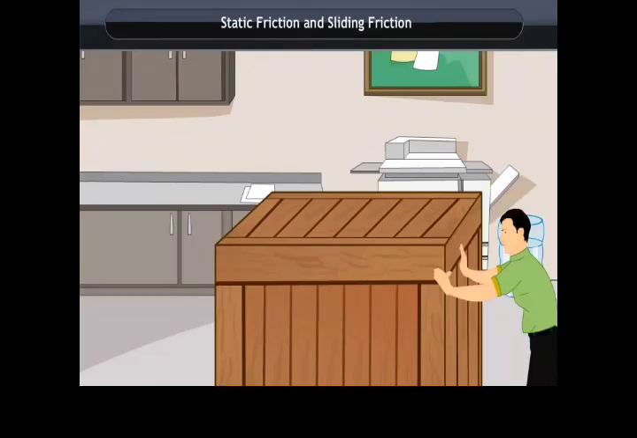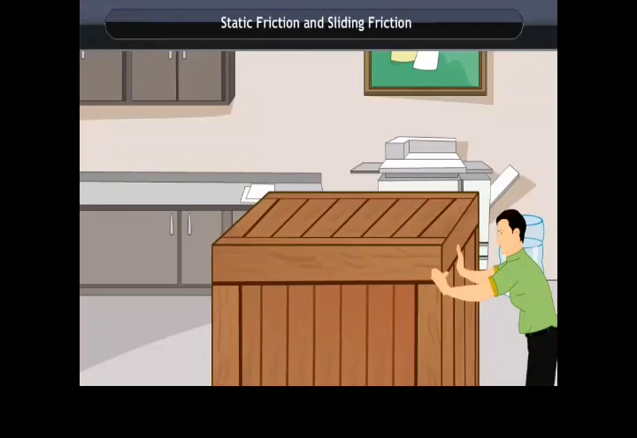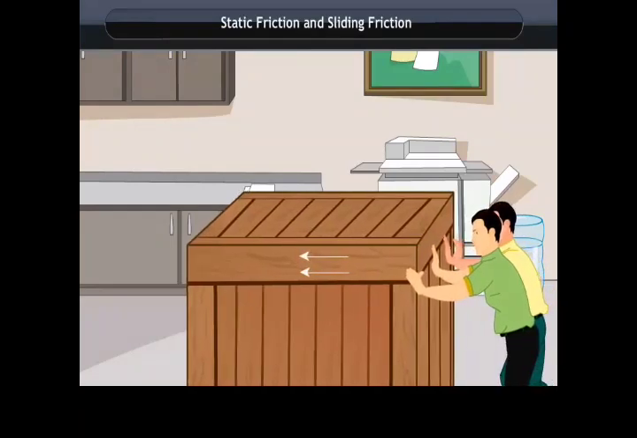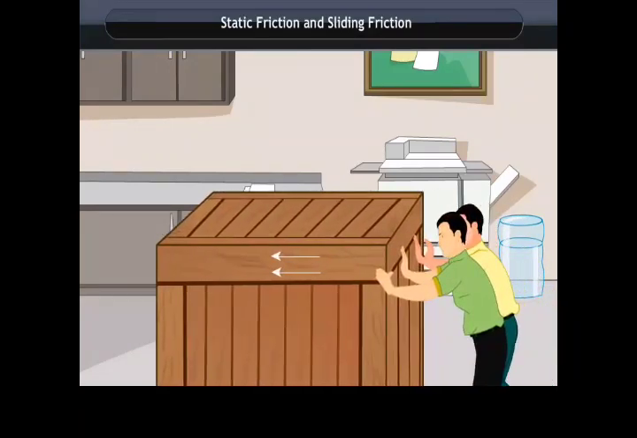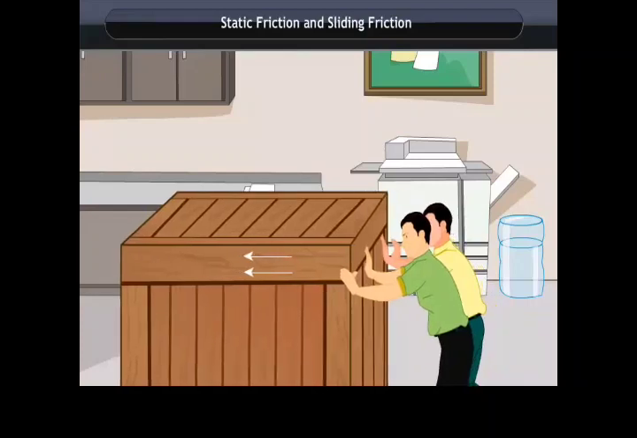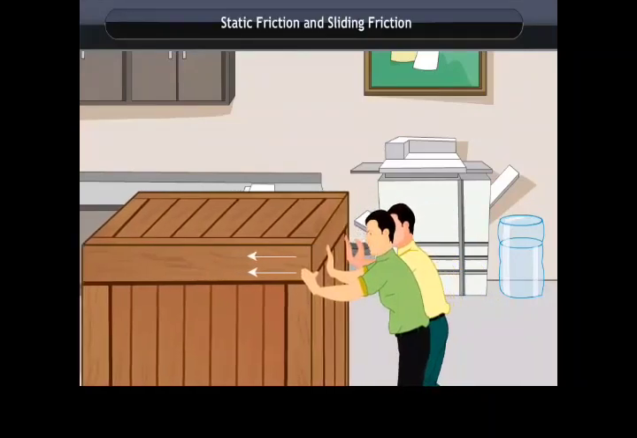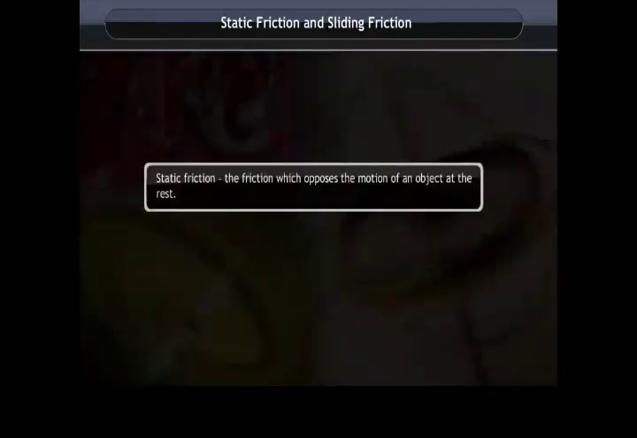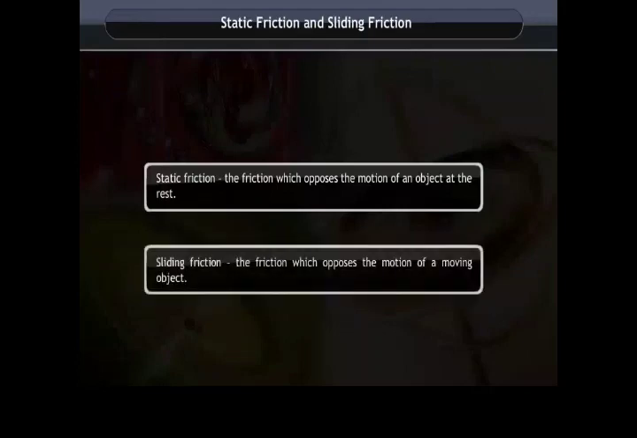Static friction and sliding friction. Have you tried to move a heavy box which was at rest and a box which is already in motion? Do you apply the same force on both? No. It is easier to move a box which is already in motion than the box which was initially at rest. Why is this so? Following are the types of friction. Static friction, the friction which opposes the motion of an object at rest. Sliding friction, the friction which opposes the motion of a moving object.